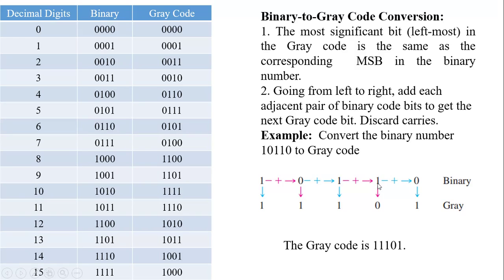So this is a binary number. The gray code is 1101. So this is the gray code of this binary number. So in this way we convert a binary number to gray code. A gray code exhibits a single bit change when we move from one sequence to the next sequence.